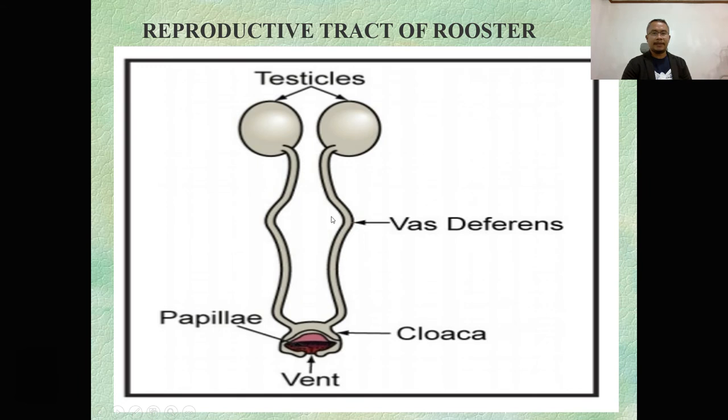Then they have a vas deferens. It provides a passageway for sperm cells from the testicles. And then there is a cloaca and then the vent, the very back of the chicken, and then the papillae. So the upper portion is the exit of the sperm cells from the testicles during the copulation process.